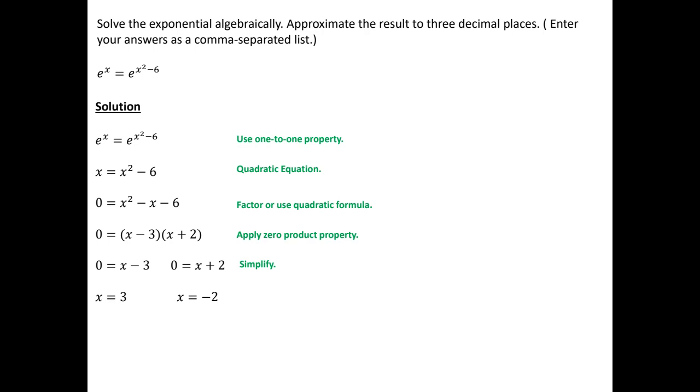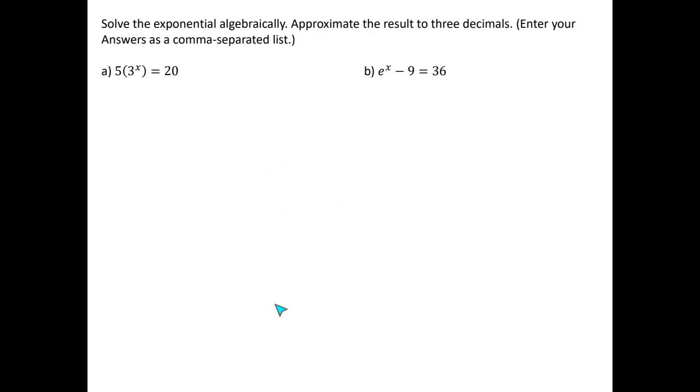Okay, so now let's look at these. These are also exponential. Well, in order to solve for these exponentials, we want to leave the exponential part, which is this 3 to the x, by itself. So first, we're going to divide by 5. So we end up with 3 to the x equals 4, since 20 divided by 5 is 4.